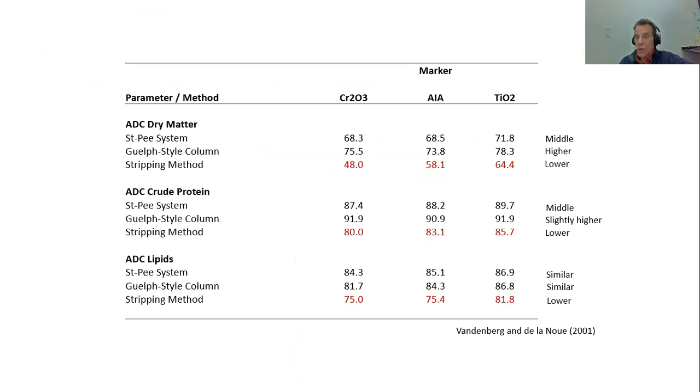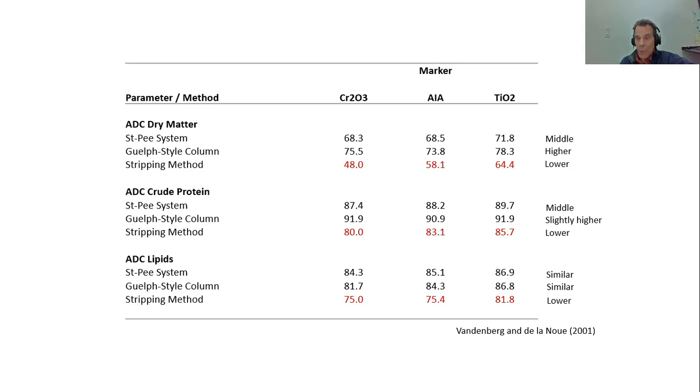So they had installed the Saint-Pé system. Joël Delanoux was one of the creators of the Saint-Pé system. They installed a Guelph style column. Grant came from Guelph and he basically brought this knowledge with him. And they also used stripping, which is commonly used in Europe and in Norway to measure digestibility of feed in salmon and fish species. And they used 3 markers: chromic oxide, acid insoluble ash, and titanium oxide.